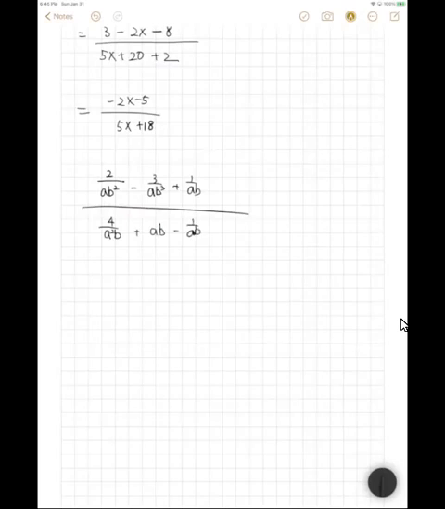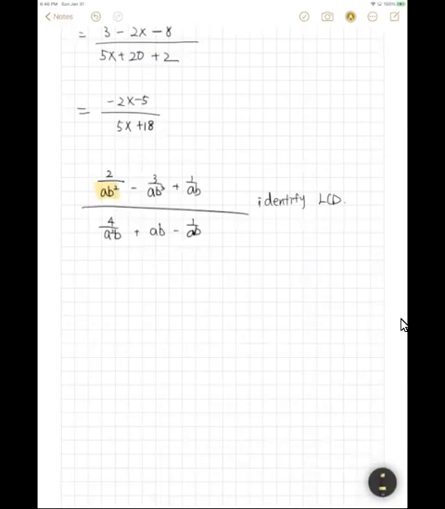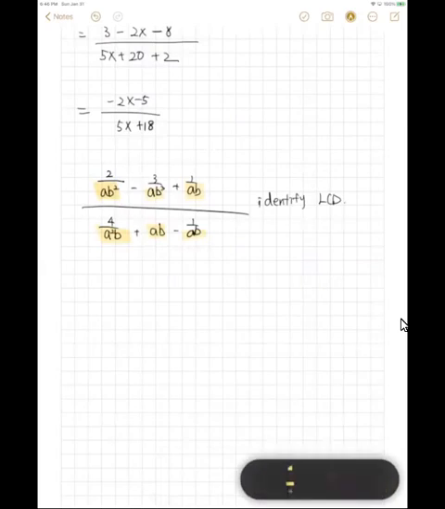Well, these follow the same process. We need to identify our least common denominator, and then we multiply every term with it. So what's the least common denominator of a b squared, a b cubed, a b, a squared b, a b? This one is 1, so this is ab.